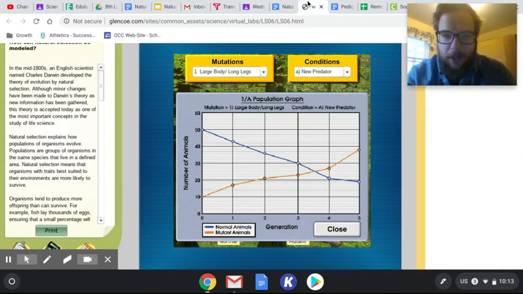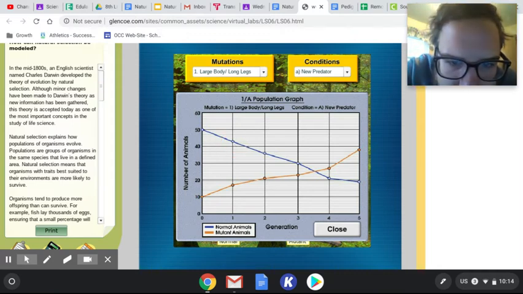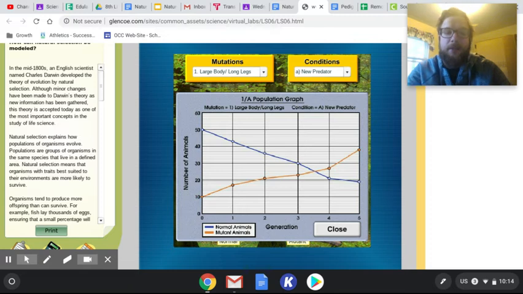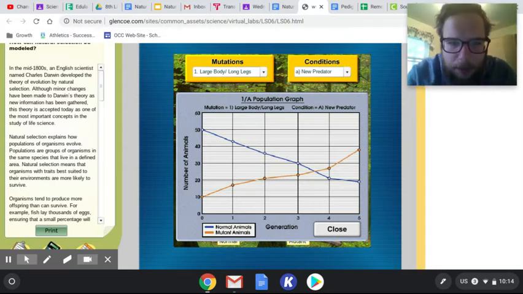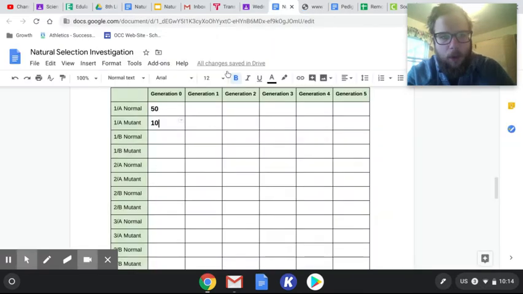Now we'll go back. And you don't have to do it this way. You can just do all the normal data first and then all the mutant data later, but I'm going to do it this way. Let's see. We're going to have to count those lines in between here. It looks like there's 1, 2, 3, 4, 5, 6, 7, 8. Looks like there's 10 lines. So each of these lines represents 1. So I'm going to say that is 40. It looks like 43. So we've got 43 for the normal under 1A in generation 1.